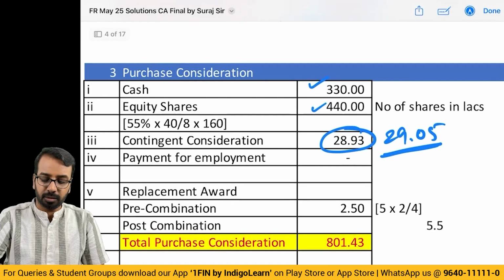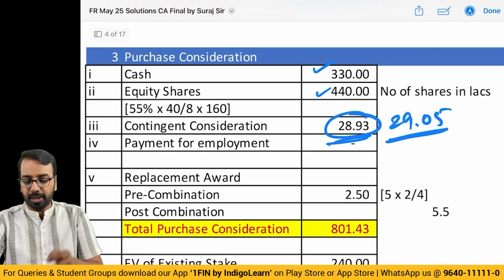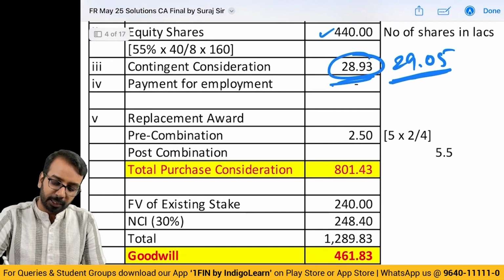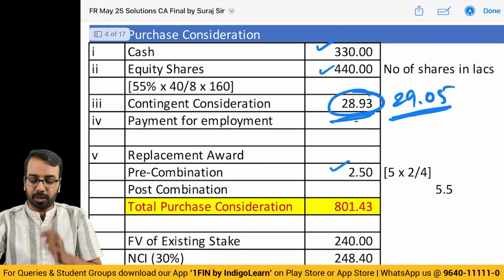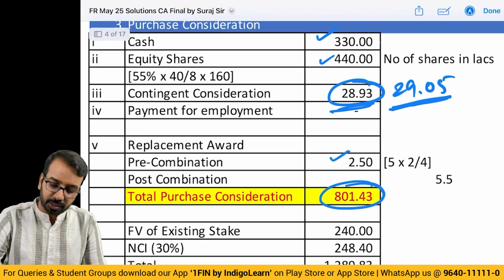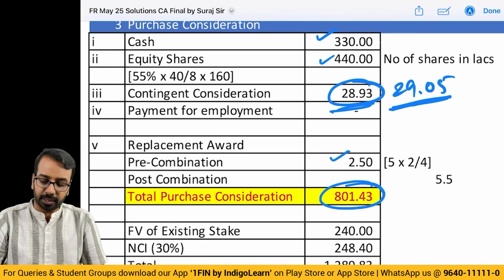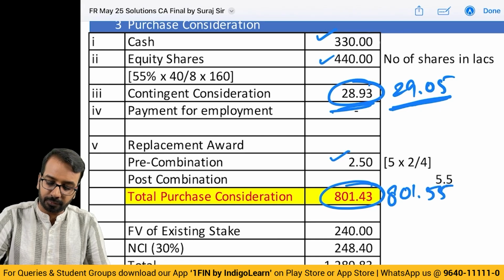Here I have done assuming 28.93. In the actual solution, what you will download, you will get 29.05 itself. Then replacement award 2.5 that we have already computed. The total purchase consideration comes to 801.43, and if I use the actual number, it is 801.55.